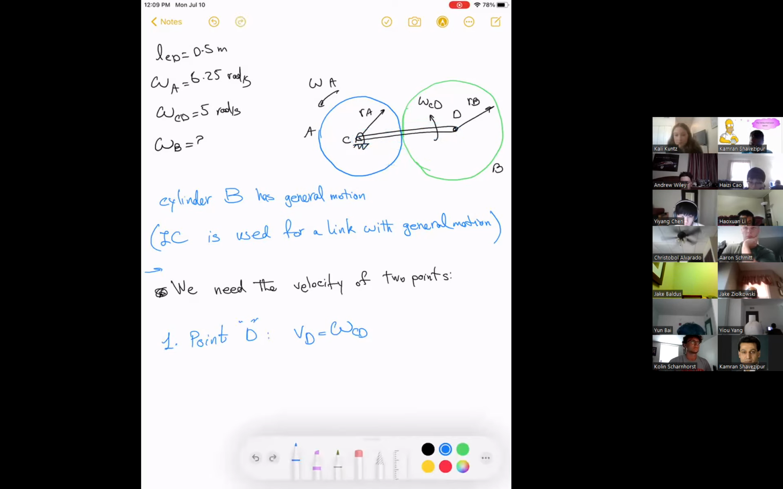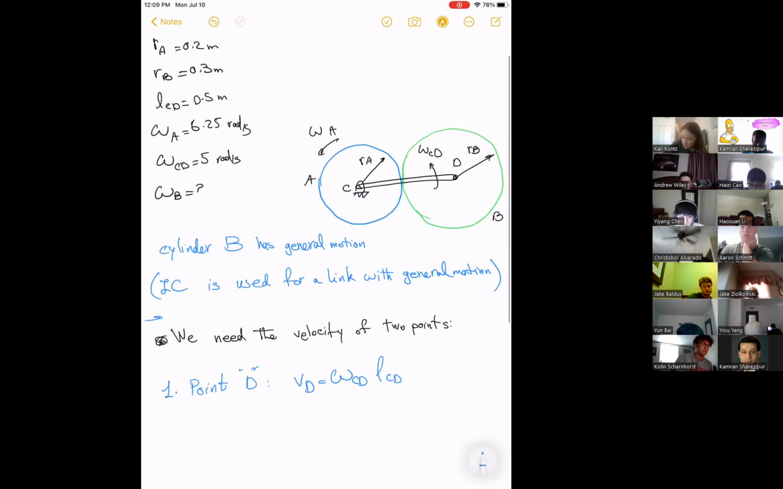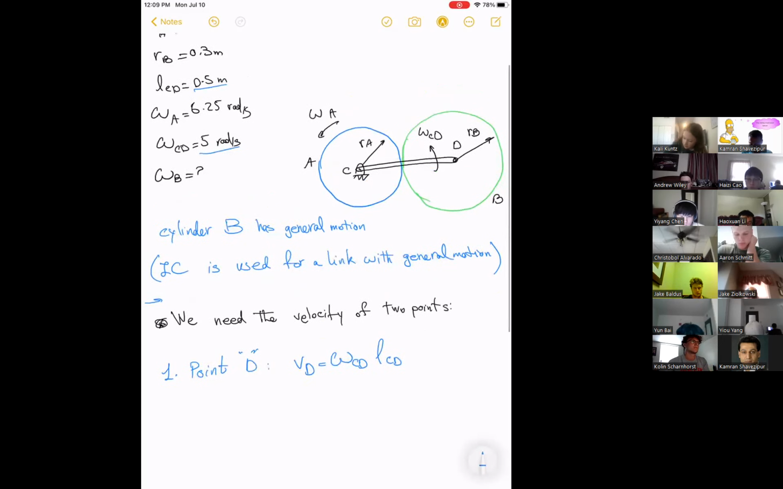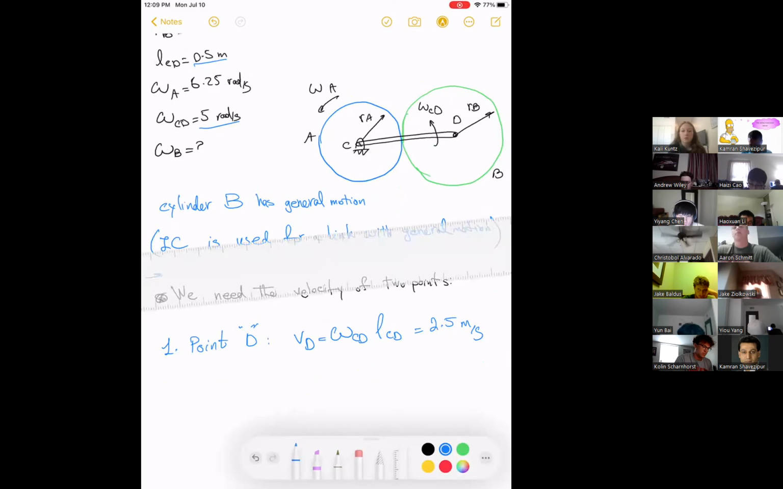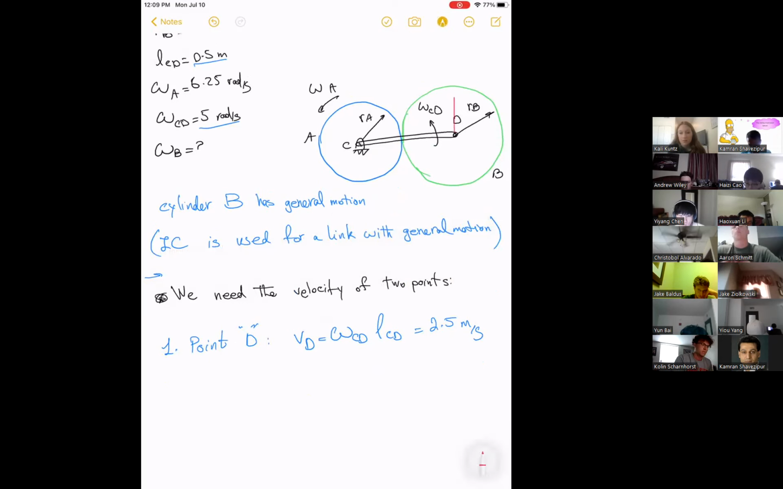Let me just clean the thing. And you can find it. LCD is 0.5, omega is 5. So you're going to get 2.5 meter per second. And the way it goes, VD is going to be like this, perpendicular to the radius going up.